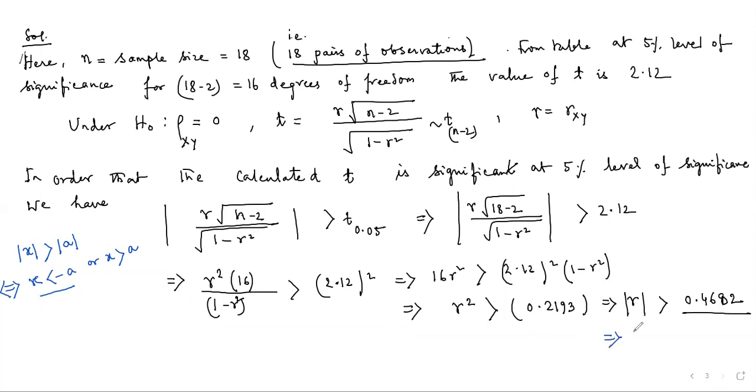But if I want to apply this particular logic over here, we see that the correlation coefficient should be less than minus 0.4682, or it should be greater than 0.4682. So these are the limits of the correlation coefficient that we need to find out for these 18 pairs of observations that is given. This is the least value of r.